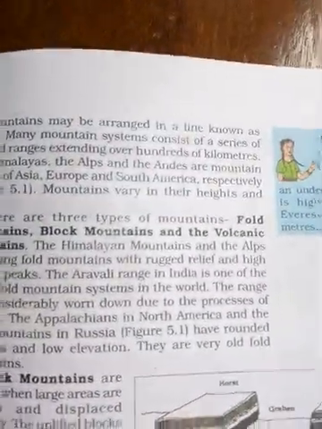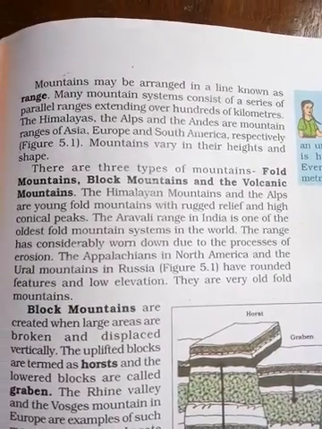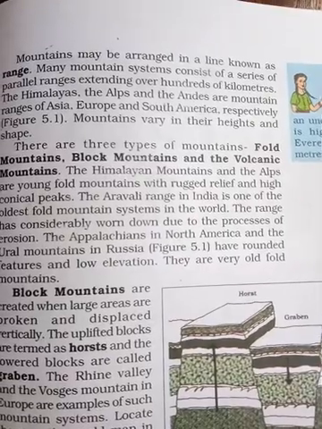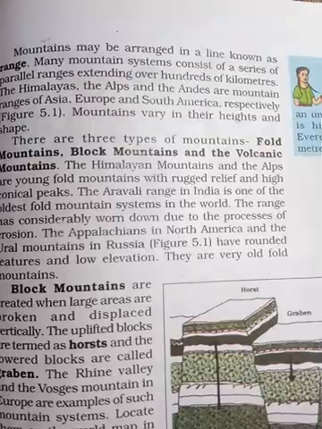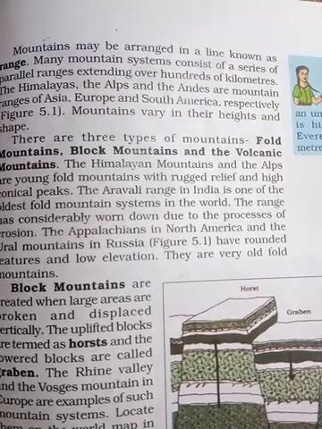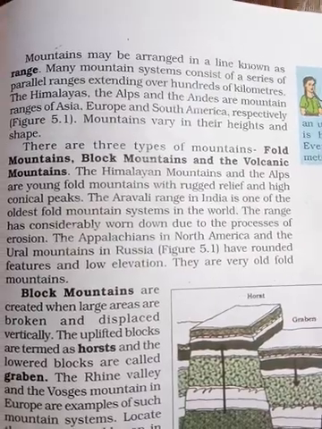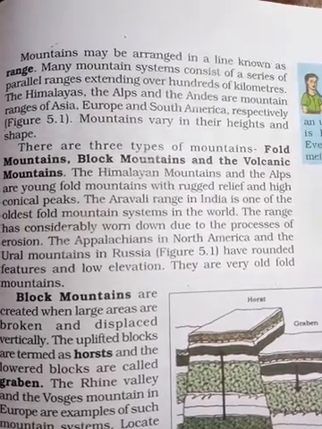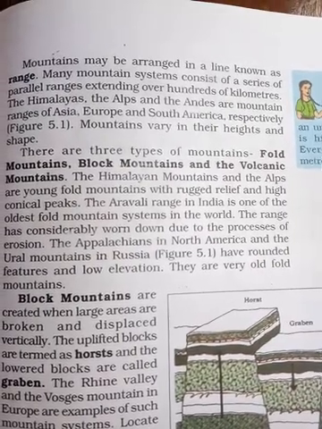Look here, mountains arranged in a line are known as a range. Mountain range, like that you will have heard. Mountain range means what? They are arranged in a line form. That means mountains arranged in a line are known as a range. Many mountain systems consist of a series of parallel ranges extending over hundreds of kilometers.